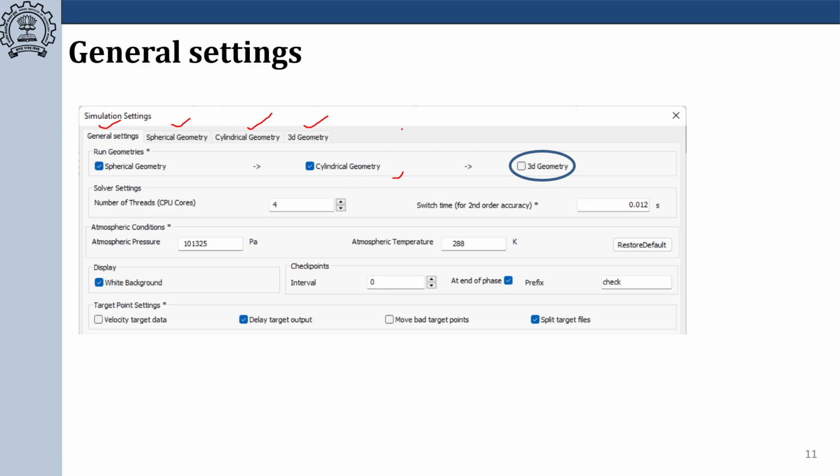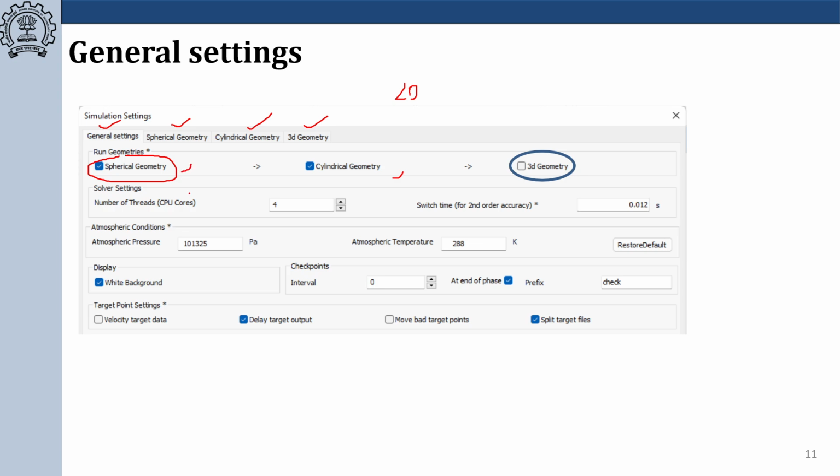So if I have to do only 2-dimensional analysis, then I will be selecting only the spherical geometry and cylindrical geometry. If I have to do the 3-dimensional analysis, I will be doing spherical, cylindrical and 3-dimensional geometry, all 3. Or else you can skip the cylindrical geometry and directly remap the spherical geometry into the 3-dimensional geometry. Whatever may be the case, always choose the spherical geometry first, or else you will not get any result, because spherical geometry first calculates and initiates the blast parameters.